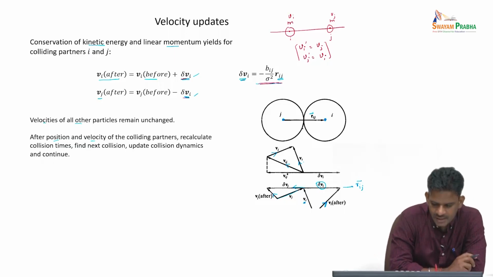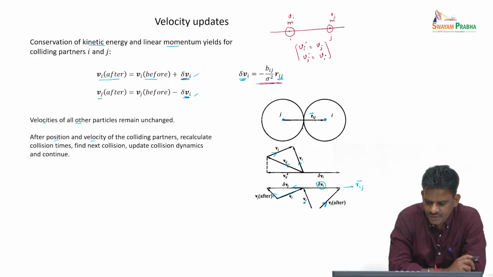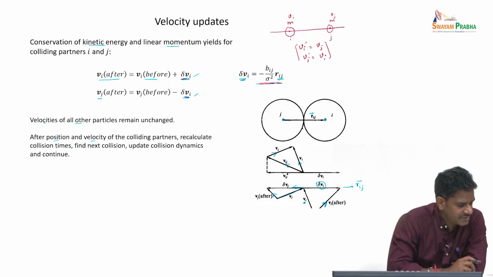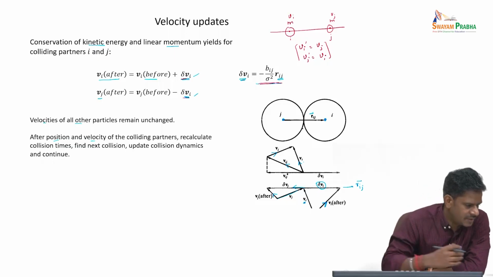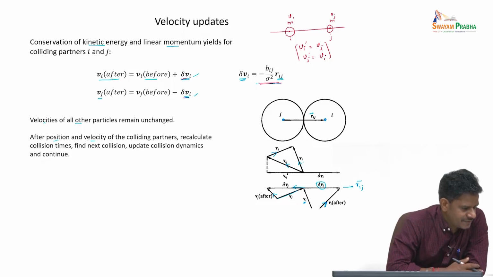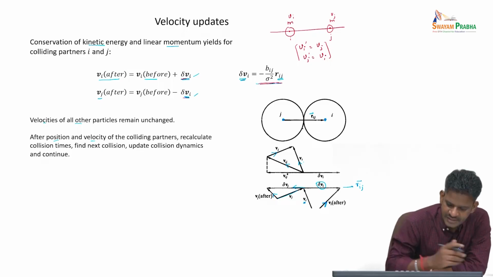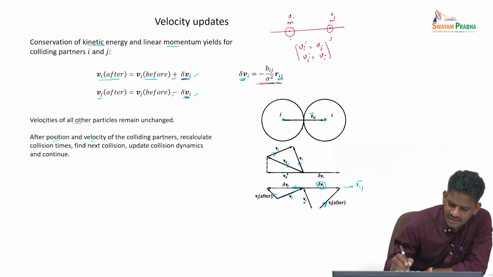I didn't show the derivation of this particular expression, but I thought I'll skip it because it involves a detailed calculation. So it's not that I'm just adding and subtracting here. This delta vi could be plus or minus itself, right? So yeah.